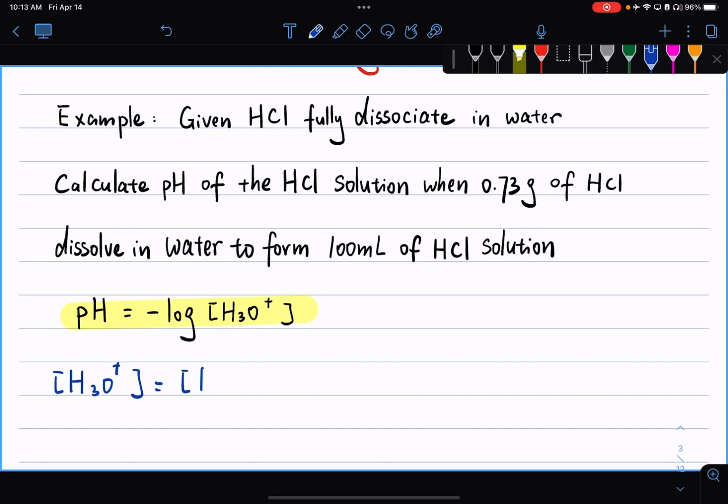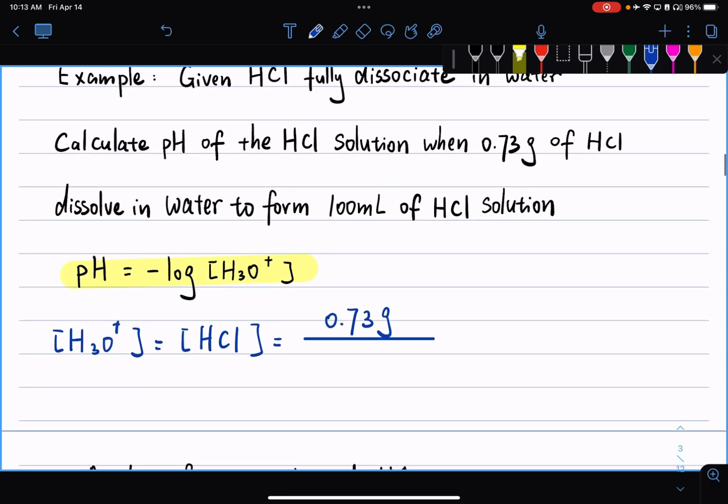That equals the concentration of HCl. HCl is a monomeric acid, it only dissociates one hydrogen per molecule of HCl. Doing that calculation, we have a total of 0.73 grams divided by its molecular weight, which is 35.5 plus 1. That's the molecular weight of HCl, grams per mole, and times 0.1 liter. That's the 100 milliliters we have.